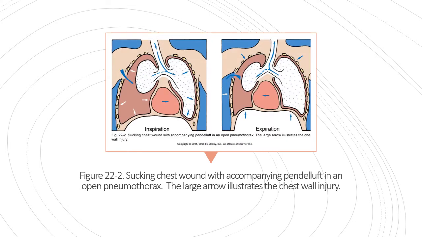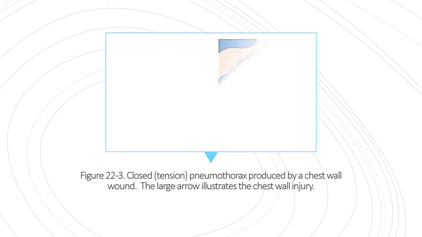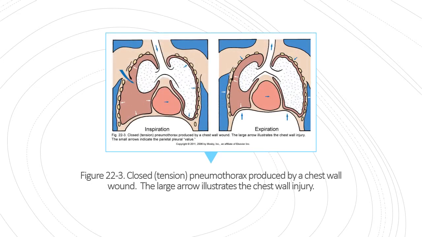This is a sucking chest wound with accompanying pendulum air in an open pneumothorax. The large arrow illustrates the chest wall injury. Next is a closed tension pneumothorax produced by a chest wound. The large arrow illustrates the chest wall injury.